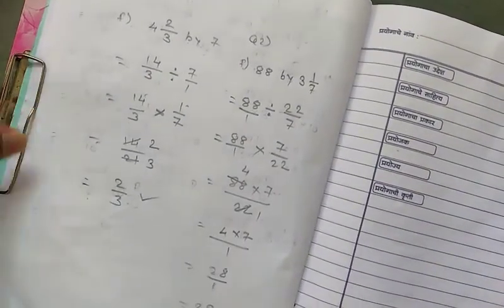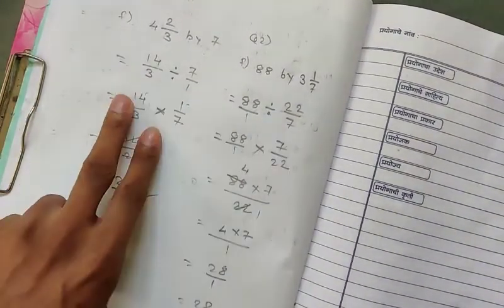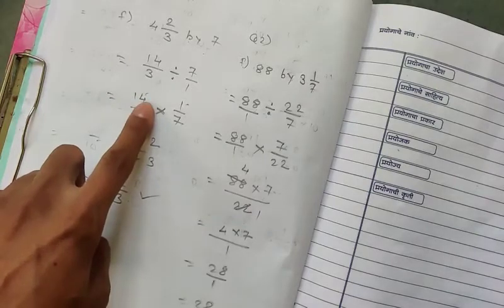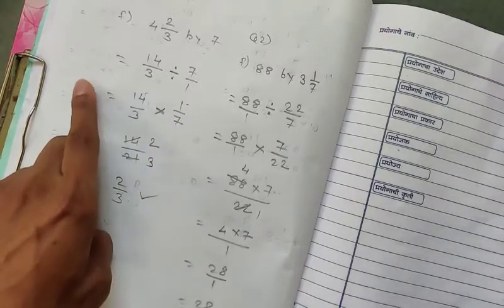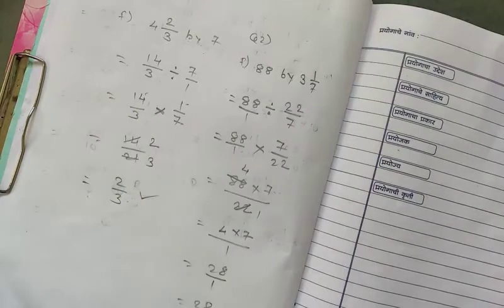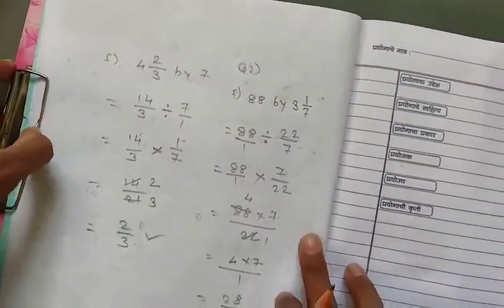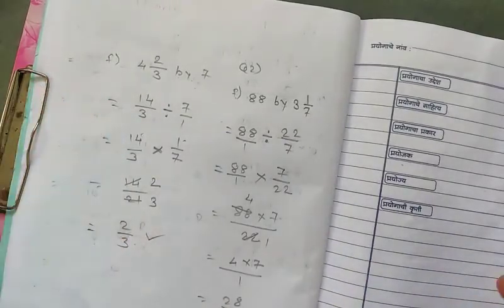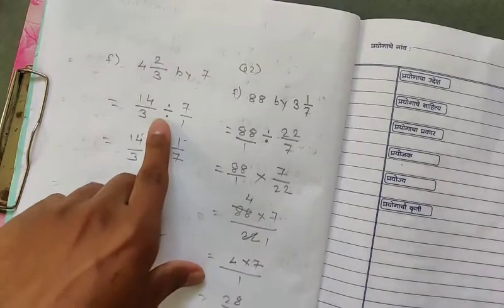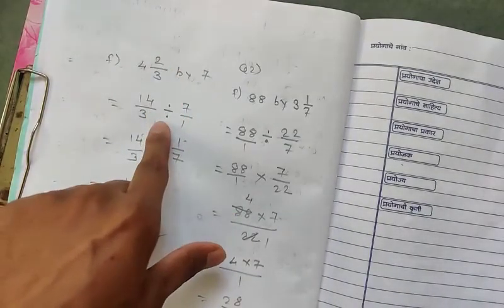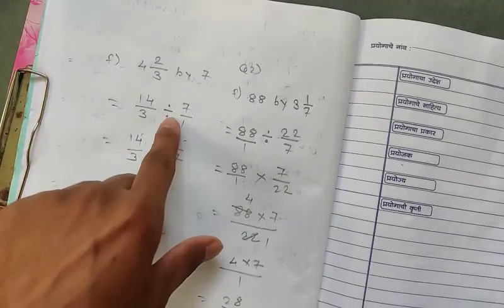Understood? In addition and subtraction, if denominator is same, you just have to add numerators, or you have to subtract the numerator. Denominator will remain as it is. When denominators are different, in that case you have to find the LCM. But in multiplication and division you don't have to take the LCM. In multiplication, numerator gets multiplied with numerator and denominator gets multiplied with denominator. In division, only one step you have to do extra to convert that division to multiplication. You just have to write the reciprocal of that number.